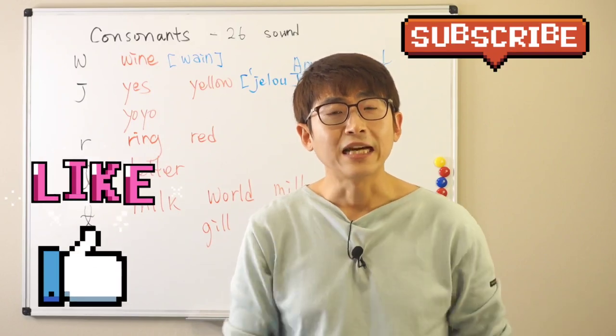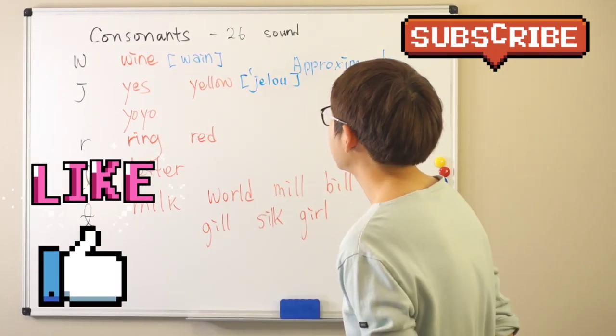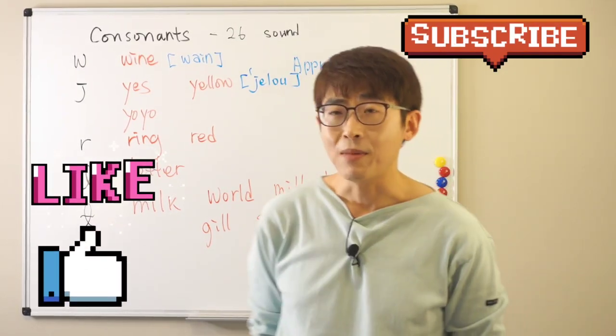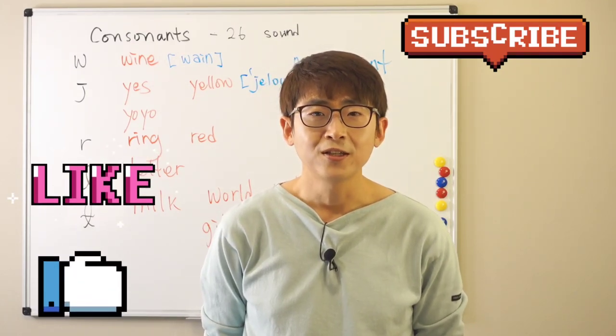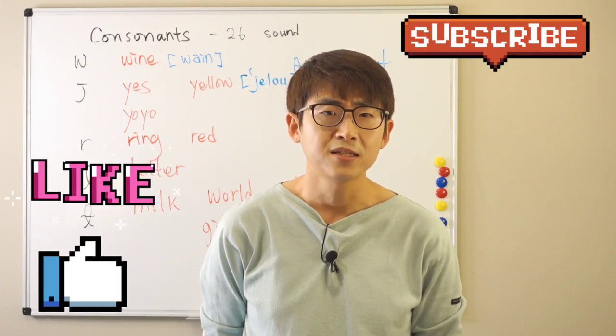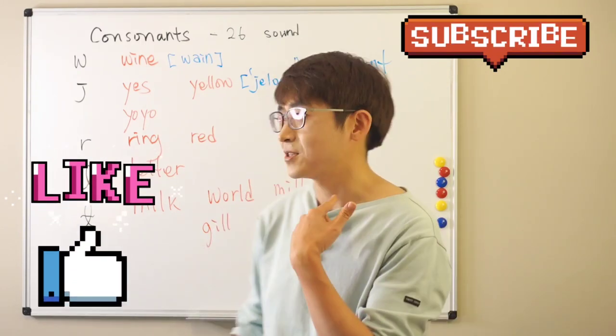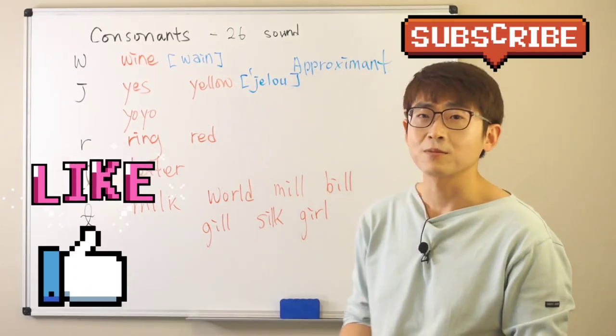With our 19 vowels and today's 26 consonants, we have now mastered English pronunciation. Now all you need to do is practice saying out those words. My voice is almost cracking.